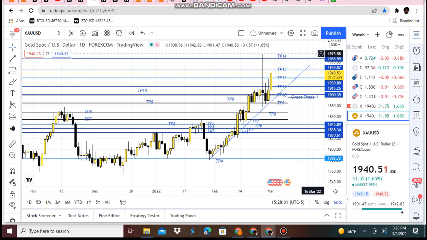But just looking at technical analysis and looking at overall what direction price is doing, as I teach you how to trade, we look at the overall direction and we can see price is in the uptrend.